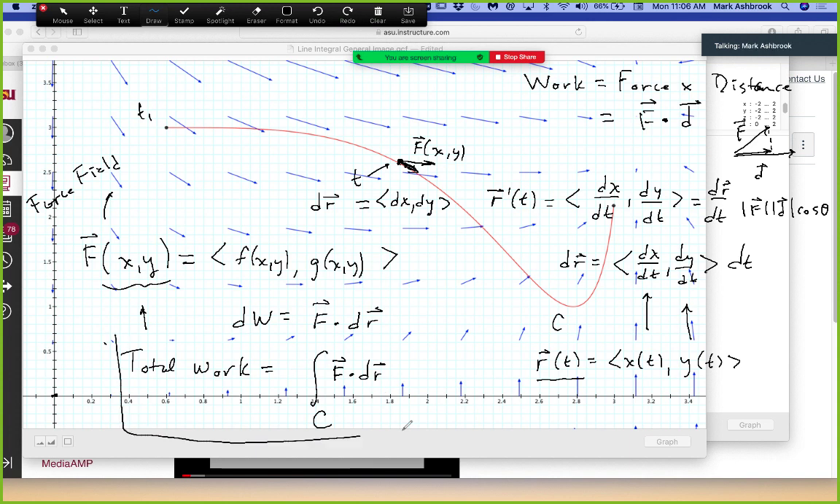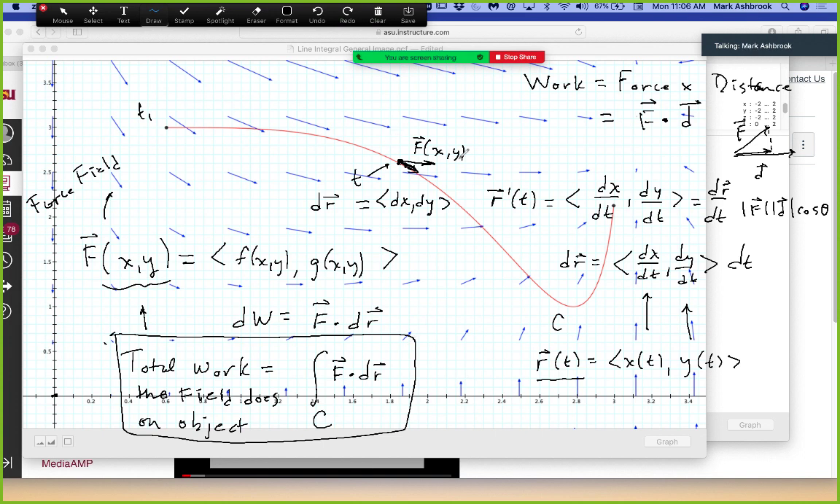So it doesn't have to be work, but I think work is the easiest way to develop this, thinking about this as a force field, and this is an object moving along a path in that force field. And so what is this? The total work that the field does on the object. And it's just summing up a bunch of F dot dr's, right? So summing up a bunch of little amounts of work to get the total work, the work that the field is doing on the object.